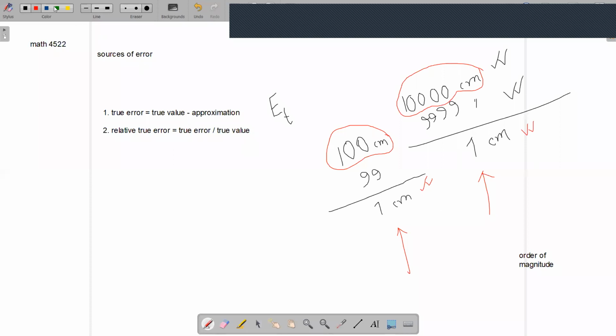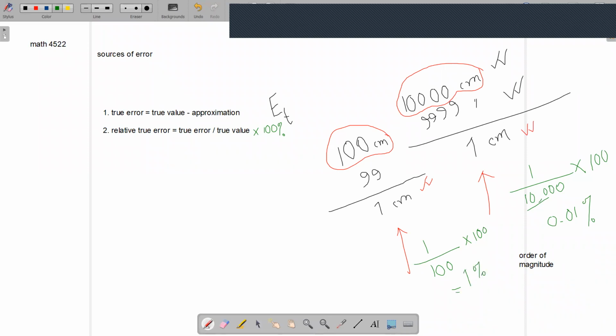If we do that, what do we get? So 1 centimeter divided by 10,000 centimeter, right? Represented as a percentage, multiplied by 100%. So the error is 0.01%, something like that. In this scenario, you have 1 divided by 100. So multiplied by 100 again, 100%. So the error is 1%, right?